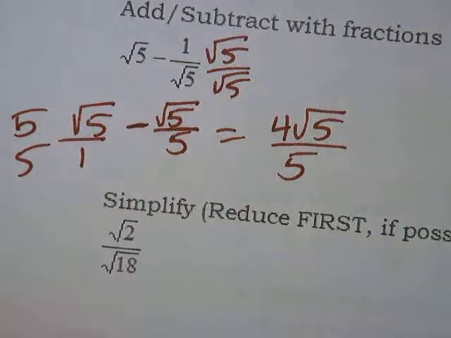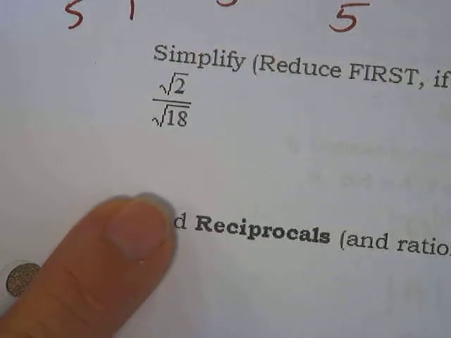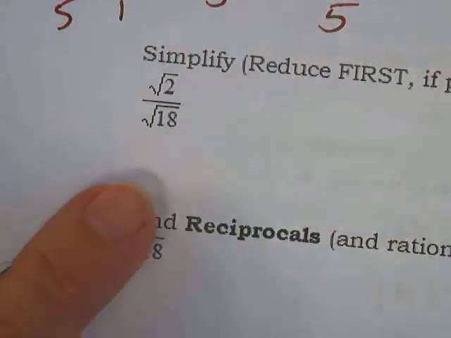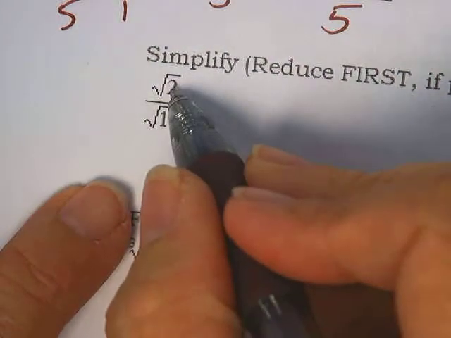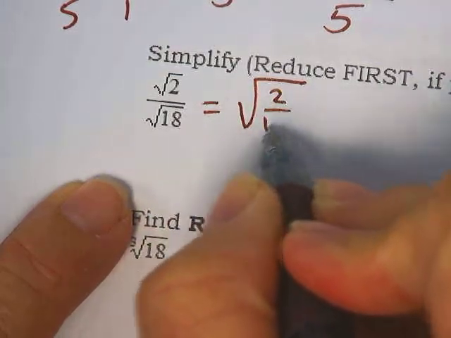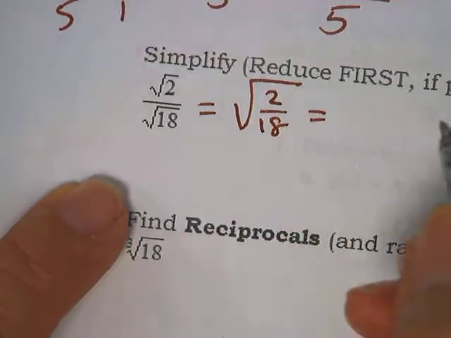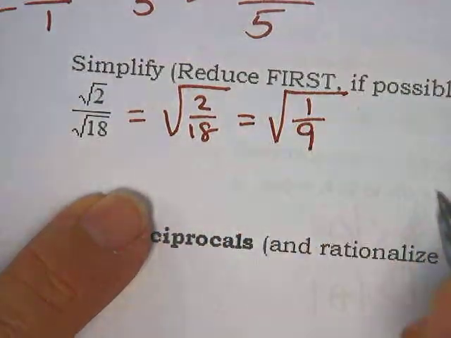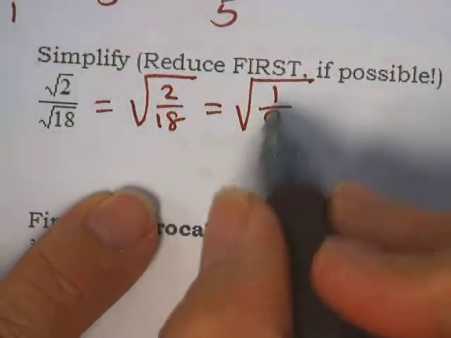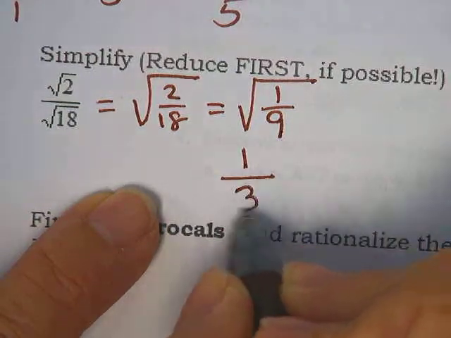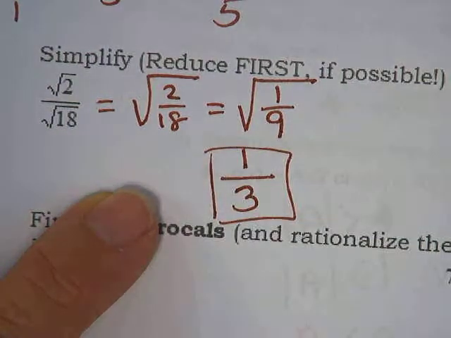Okay, let's take a look at a simplifying one. When we have them divided, that's the same as square root of 2 over 18. And we can reduce 2 over 18 into 1 over 9. And the square root of 1 is 1. The square root of 9 is 3. So that would reduce or simplify down to 1/3.